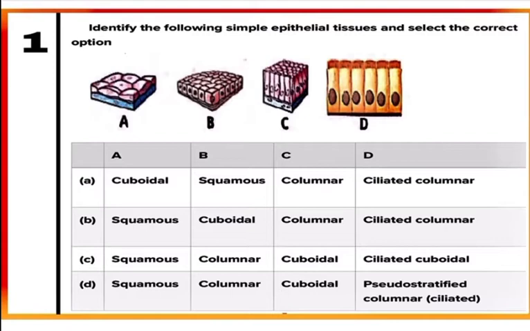Figure C, columnar epithelium composed of a single layer of tall and cylinder cells, and figure D is columnar cells bearing cilia, or you can say it is ciliated columnar cells. So, the correct match is option B: A squamous, B cuboidal, C columnar and D ciliated columnar.